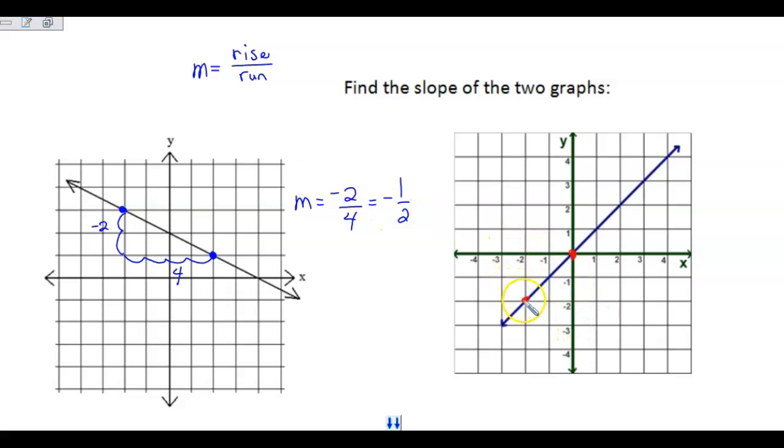Okay, so let's go ahead and go back to this one. We picked these 2 places. We're going to do rise over run. We're going to go up 2. Up is positive. We're going to go right 2. That's also positive. So we're going to get 2 over 2, which we know simplifies to 1. So my slope for this line is 1.